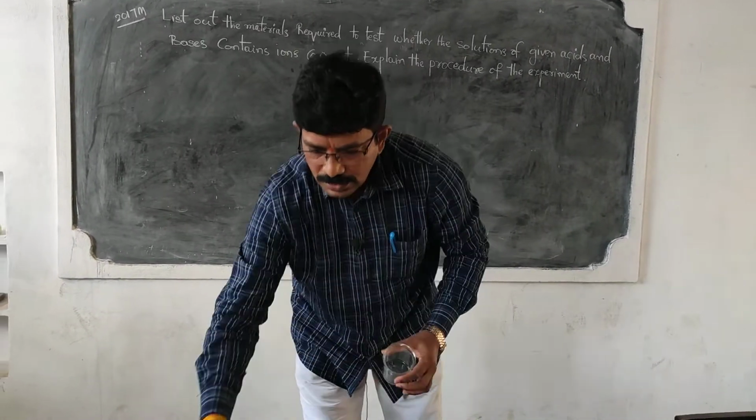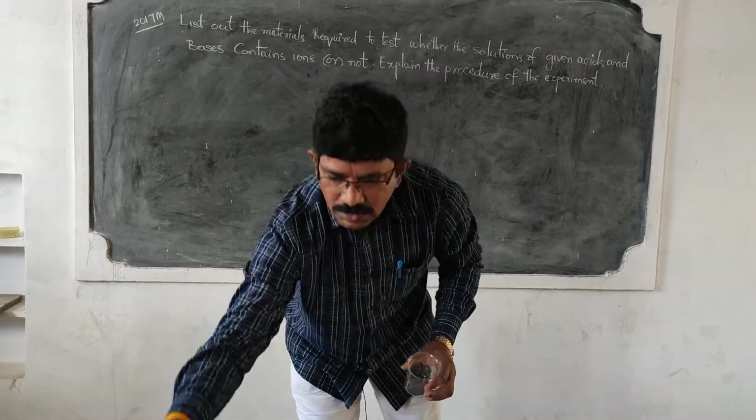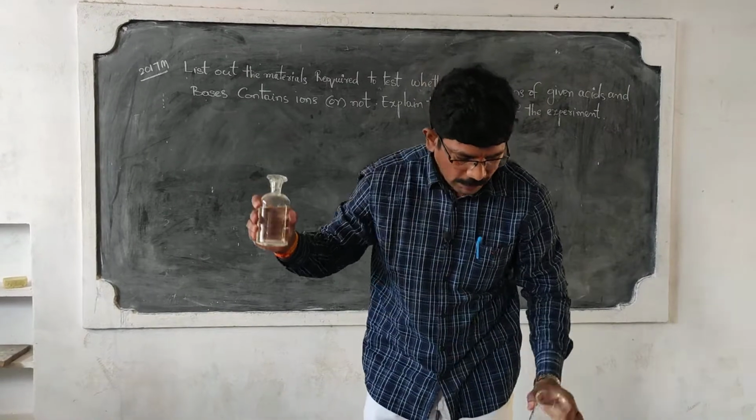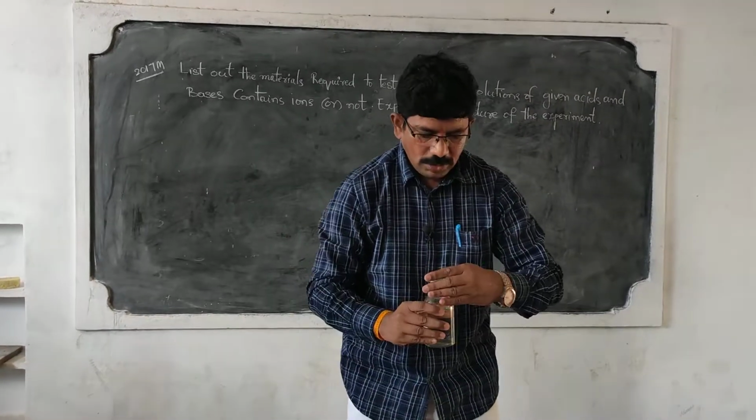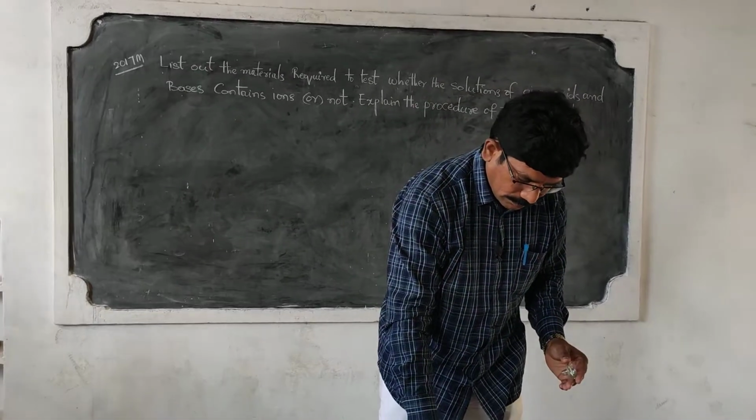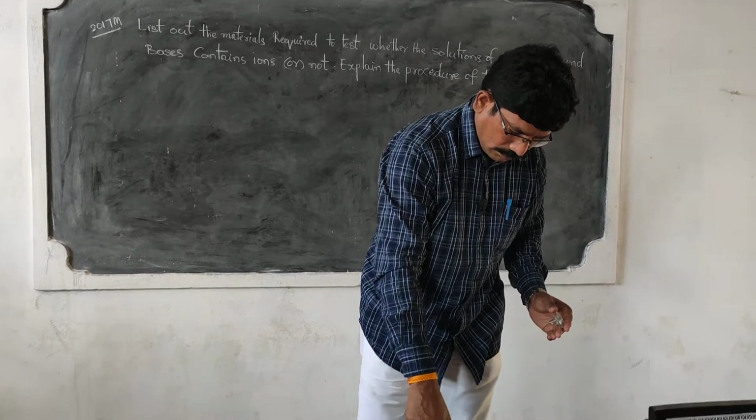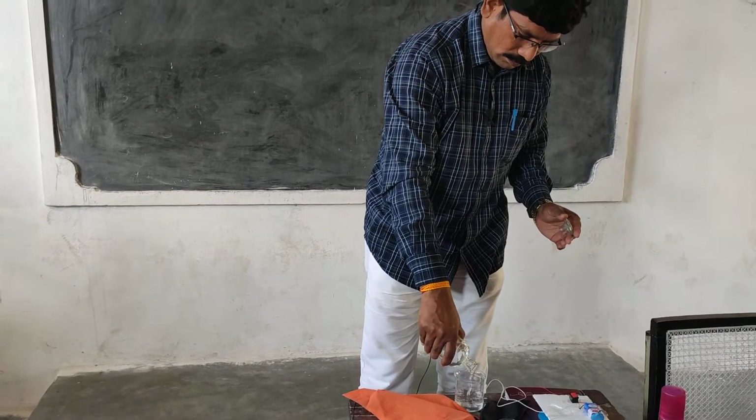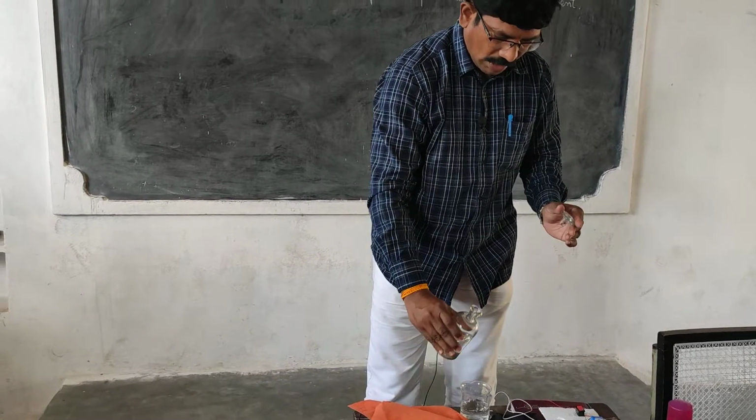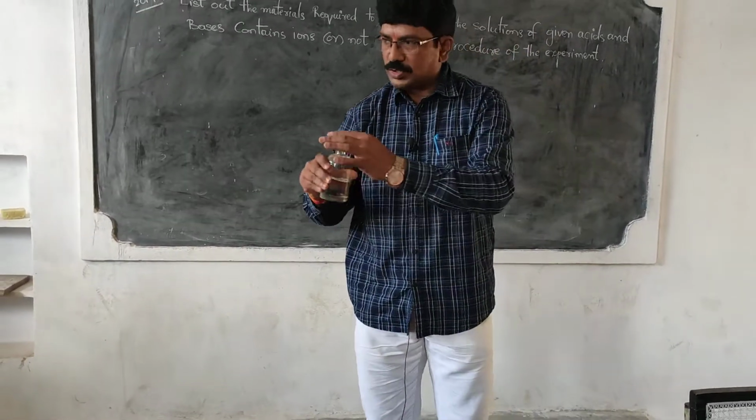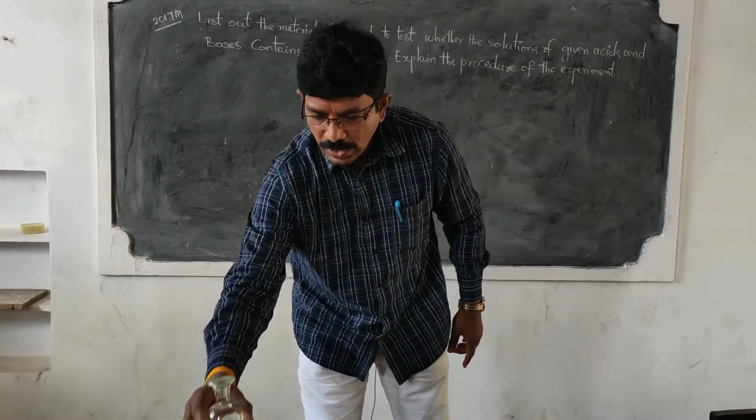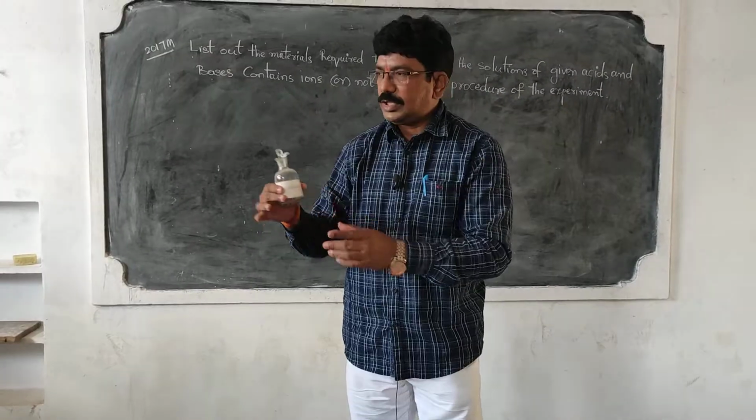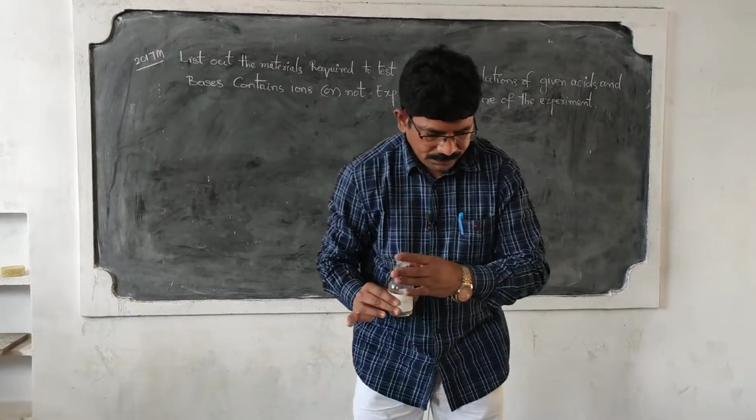Next, in another beaker, see this one. This is dilute hydrochloric acid. After the experiment, you have to pour it in this bottle only. Remember this. This is dilute hydrochloric acid. This is dilute sulfuric acid.